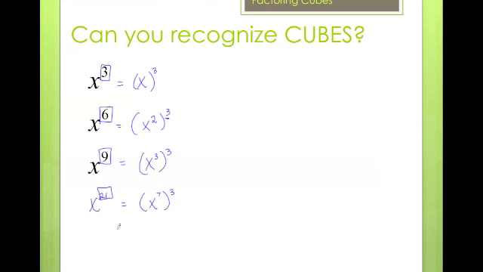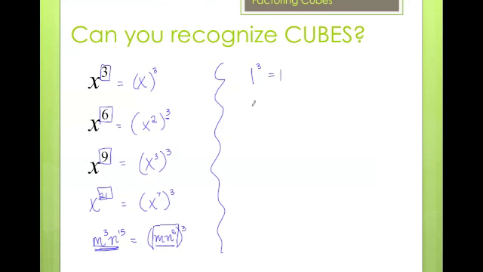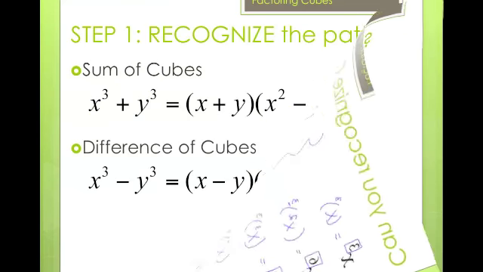So if you have a variable, even something like m cubed n to the 15th, you could write that as m n to the 5th cubed, and this would be basically the cube root of this expression. You also need to remember the perfect cubes for numbers. So 1 cubed is 1, 2 cubed is 8, 3 cubed is 27, 4 cubed, 4 times 4 times 4, is 64, and so forth.